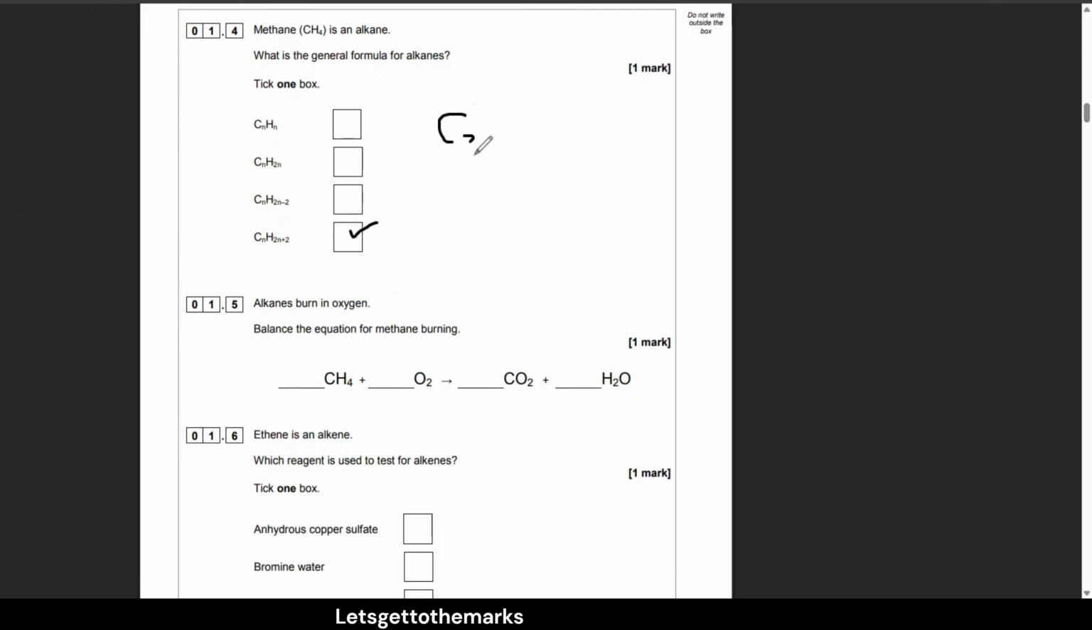Now let's look at the one we just looked at, propane. Okay, propane has 3 carbons. So what you're going to do is you're going to go, okay, C is 3. So to work out what H equals, you would go 2 times 3 plus 2, and that would give you the 8. So as long as you know the number of carbons, you can work out the number of hydrogens by applying this formula. So yeah, let's move on.